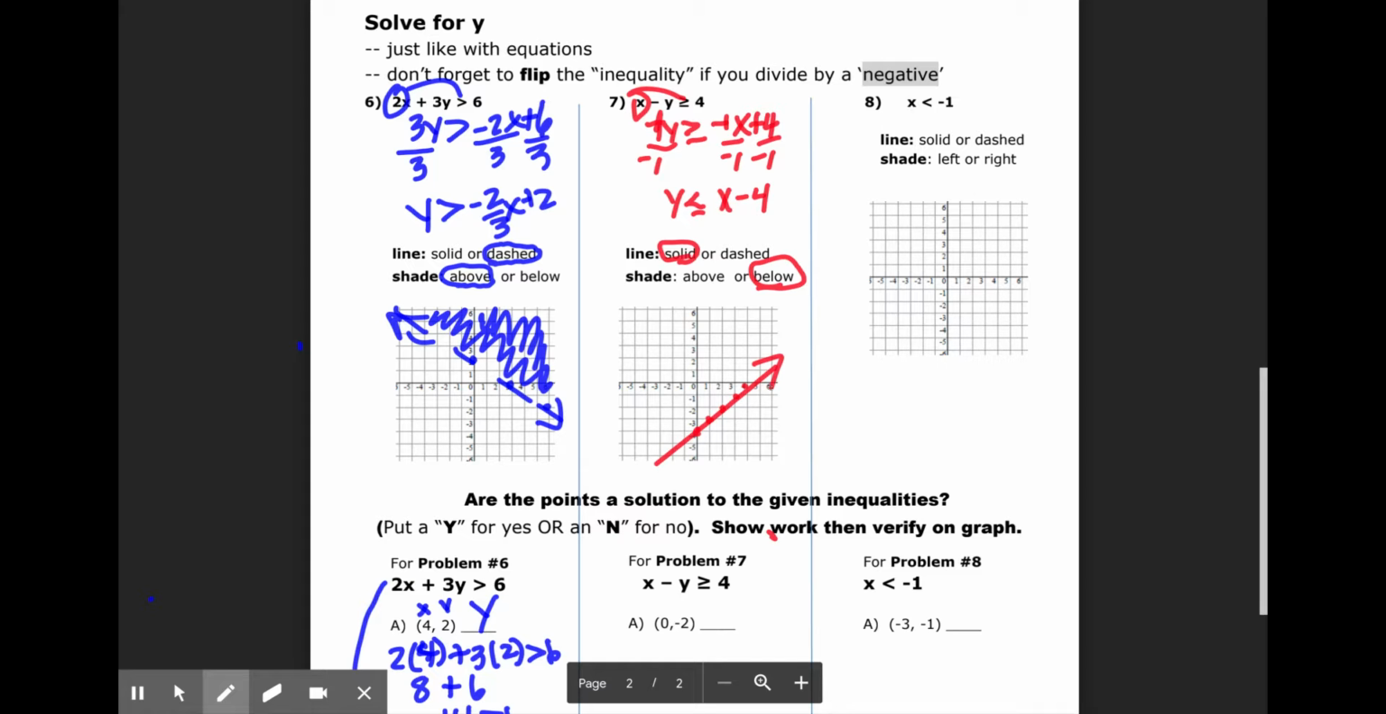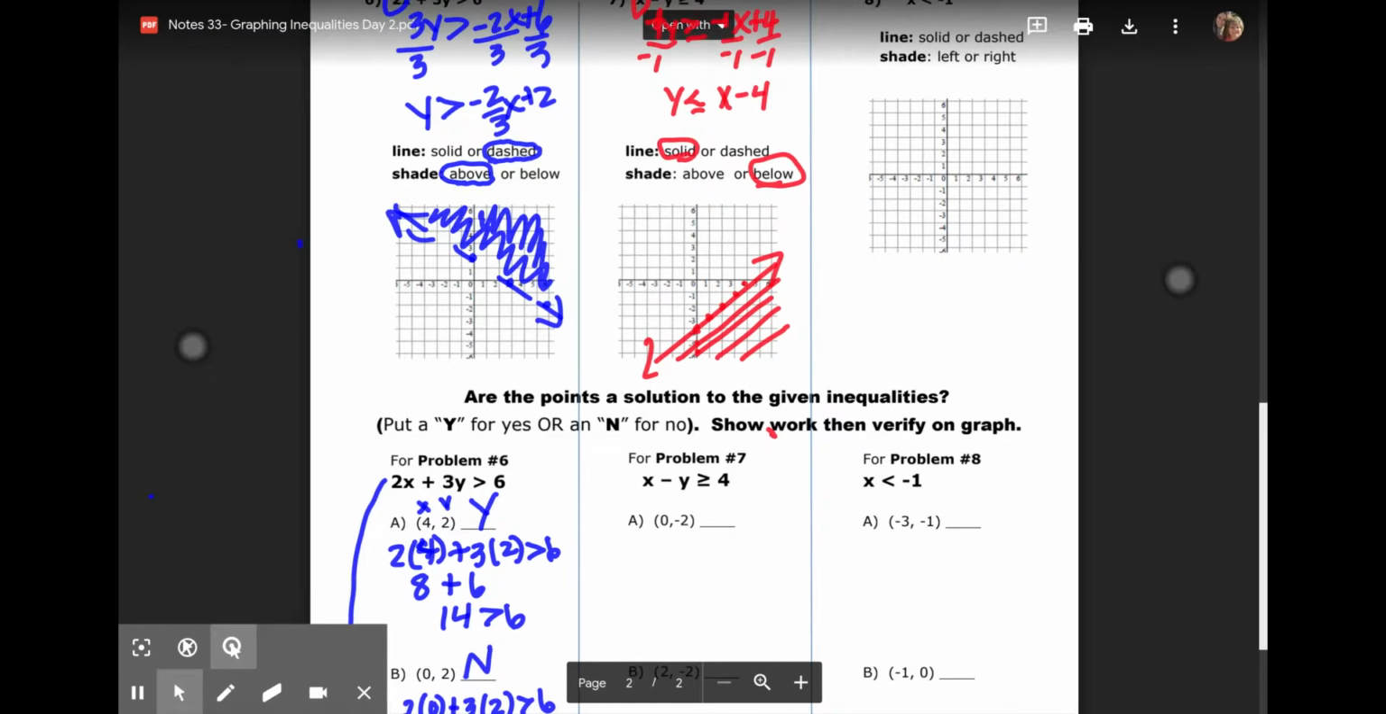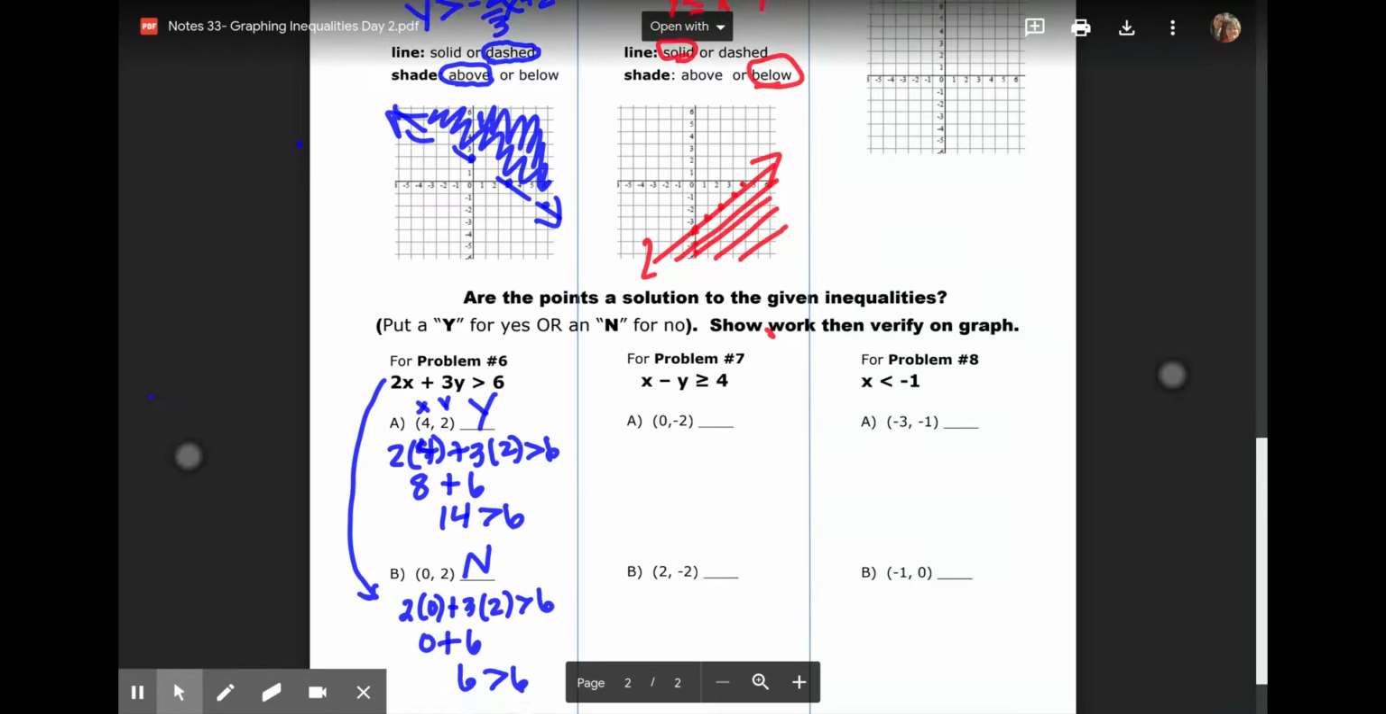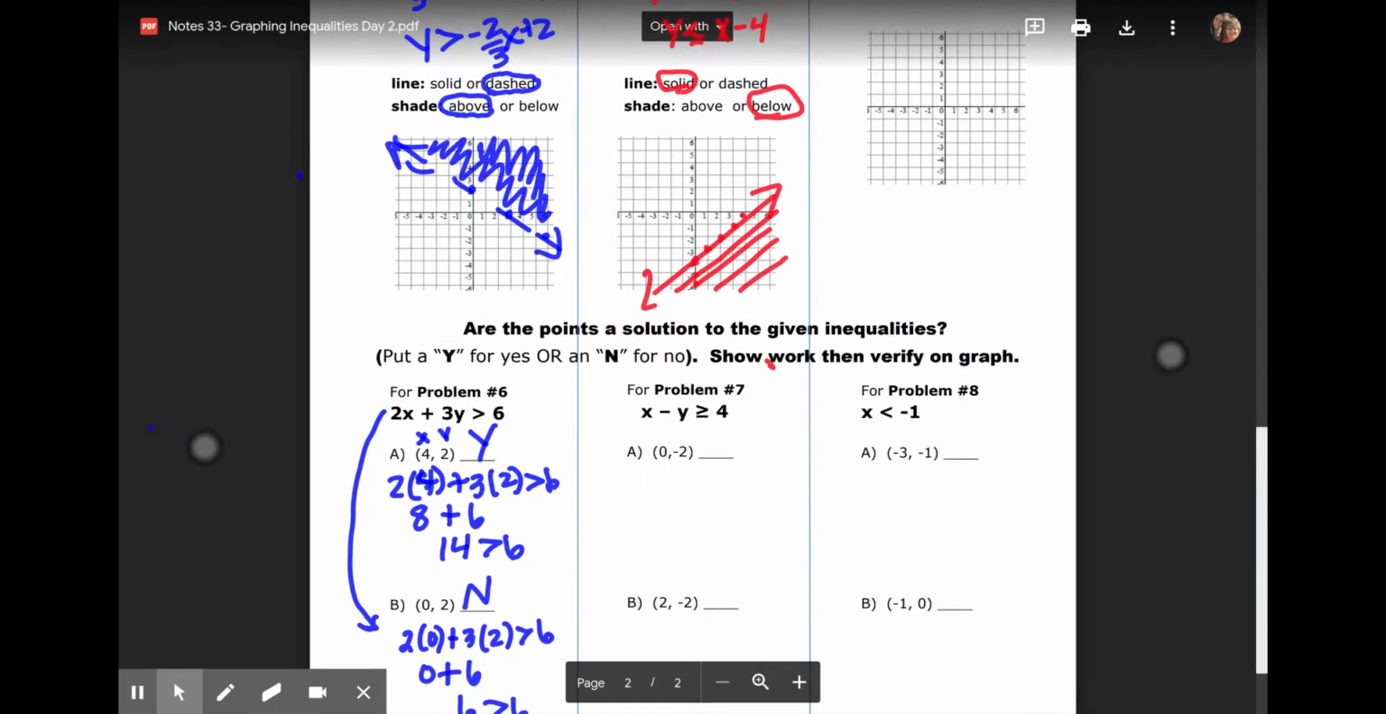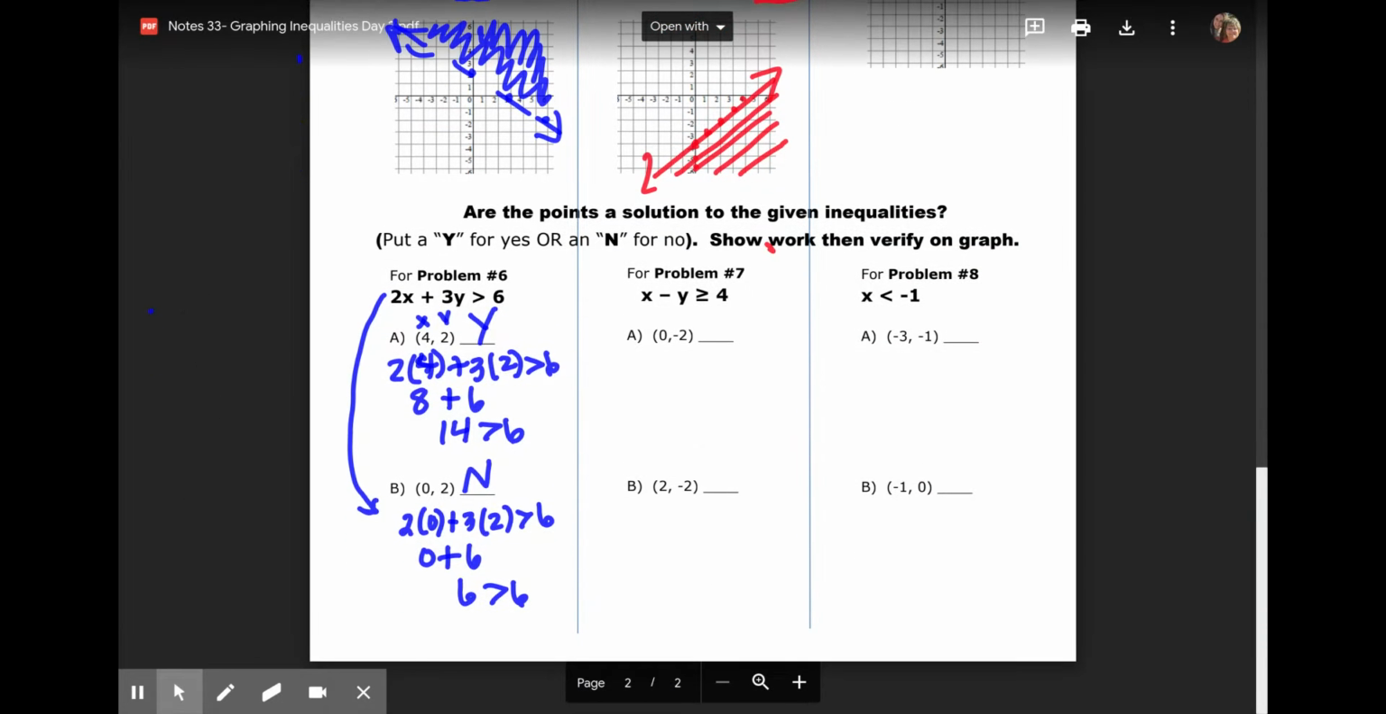Put our arrows, and we're going to shade below because we ask ourselves, where are y values less than the y-intercept of negative 4? Well, they would be down here. So that commits you to that side of the line. All right, so now let's go down and see what points they're asking us to look at to see if it's a solution. So the ordered pair (0, negative 2).